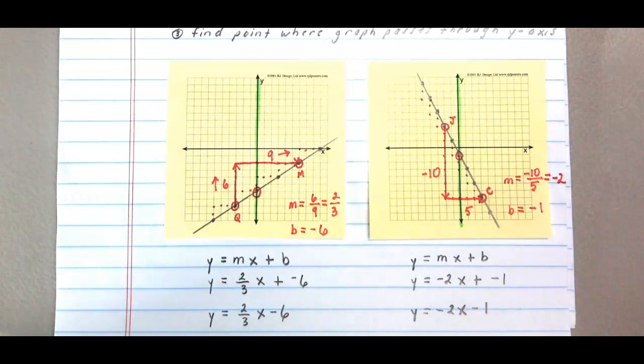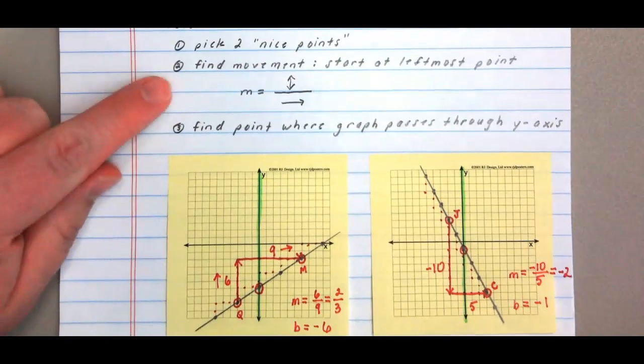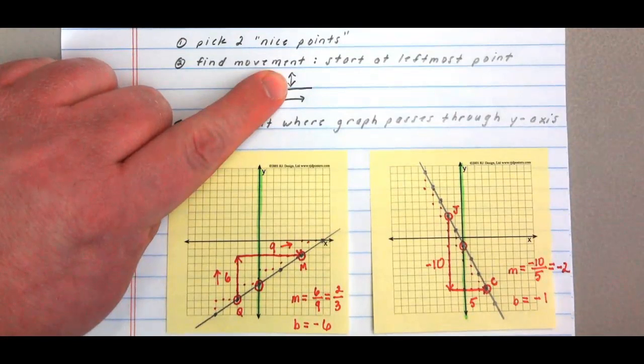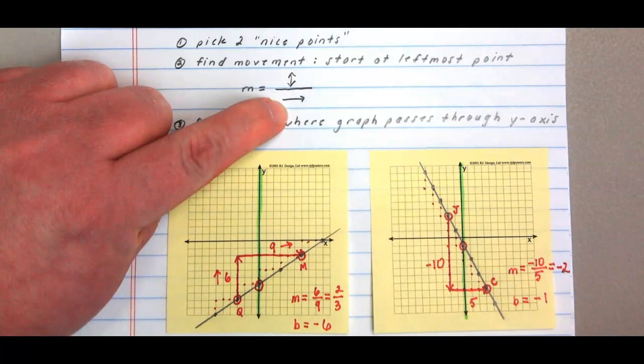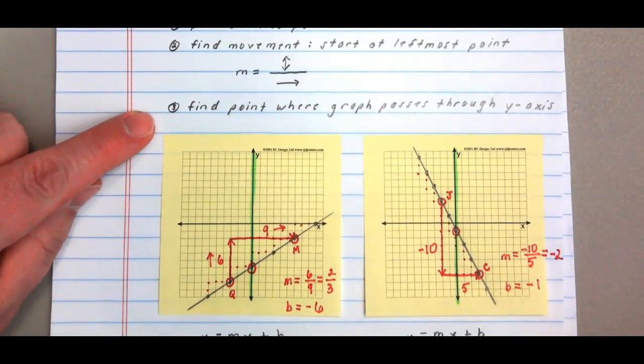So please make sure when you're doing this, you use this process. You find 2 nice points. Okay. You find the movement where you start at the leftmost point. The top number either goes up or down. Up positive, down negative. Bottom number is always to the right. And then you find the point where the graph passes through the y-axis.